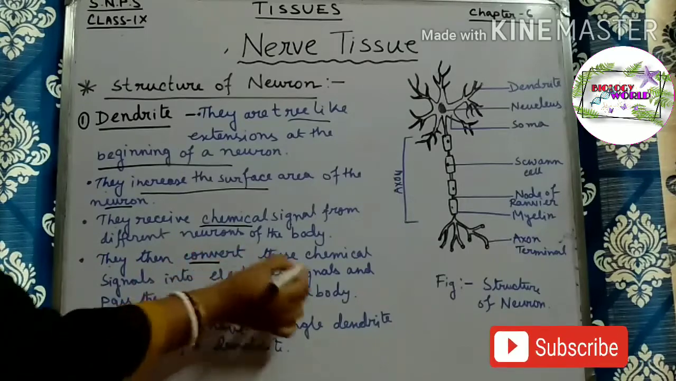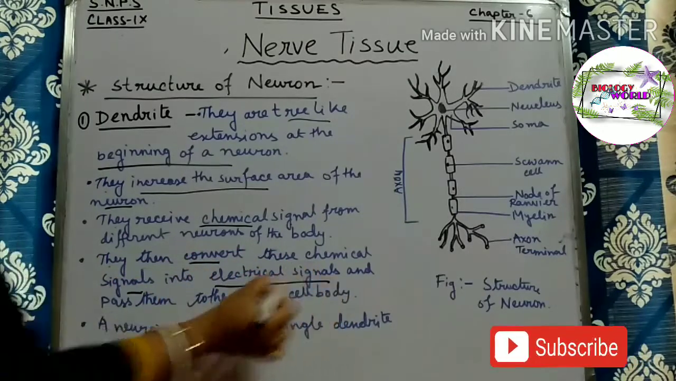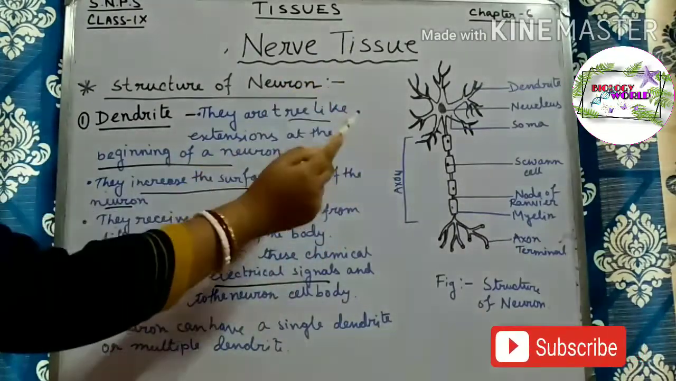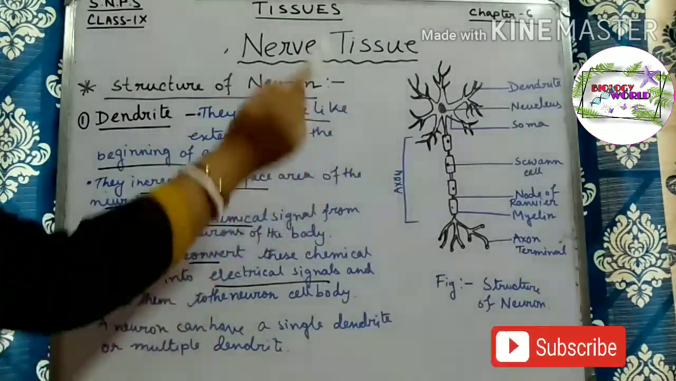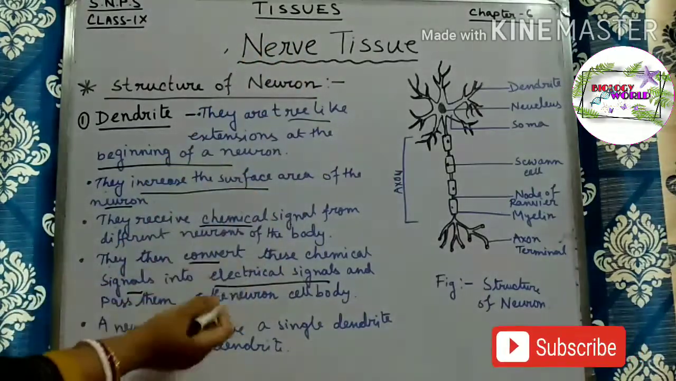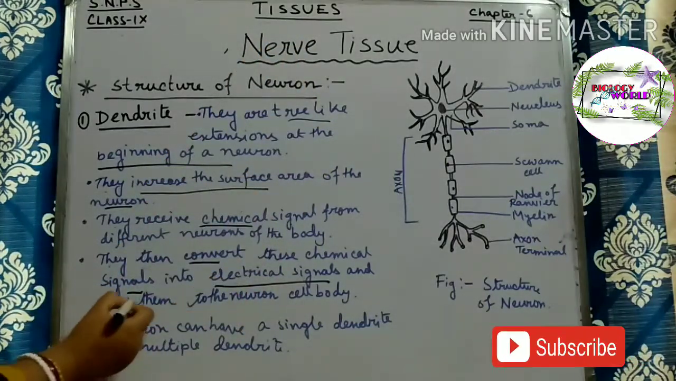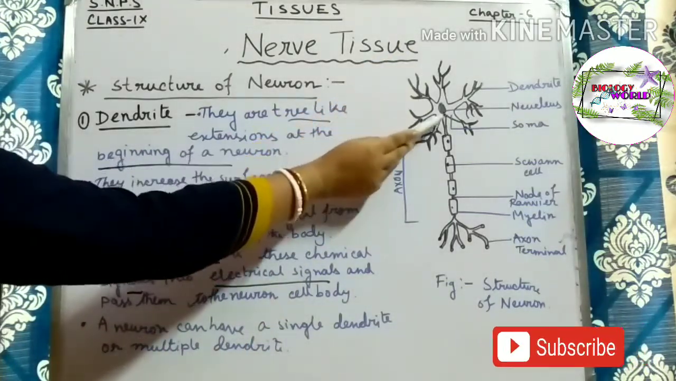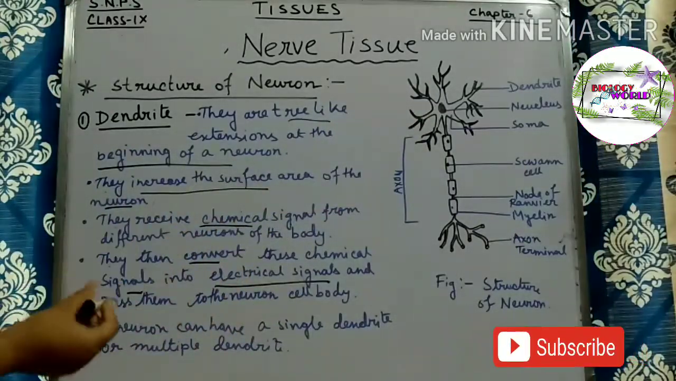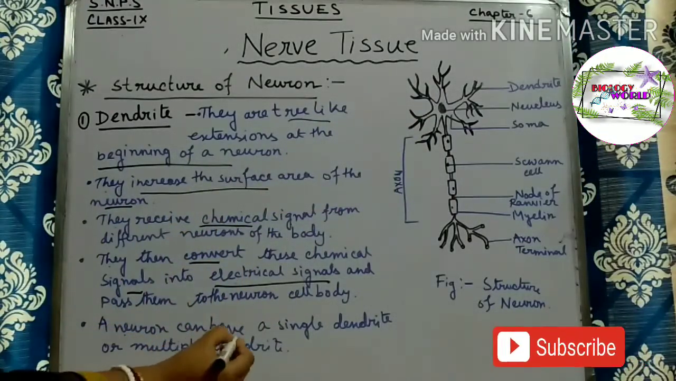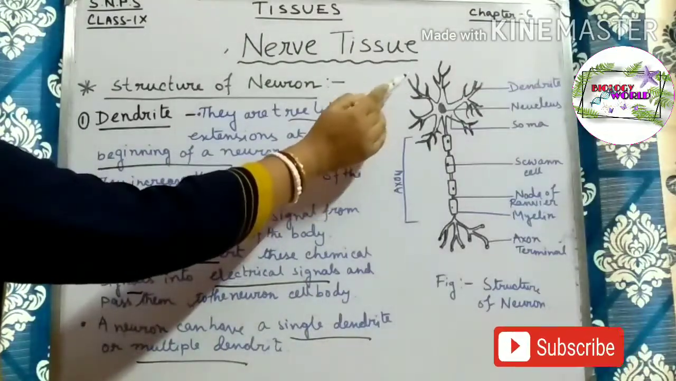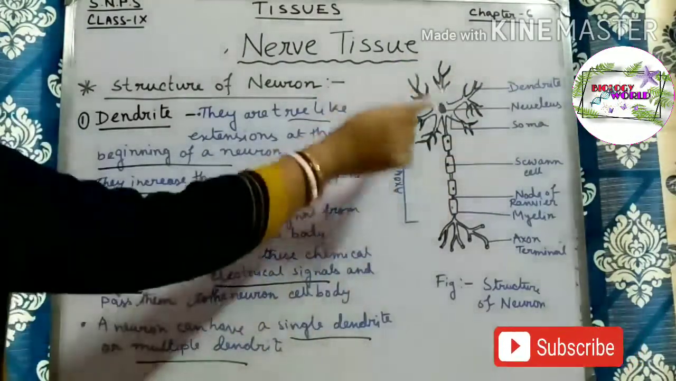They then convert this chemical signal into electrical signals. Means these dendrites convert the chemical signal which they have taken from another neuron into an electrical signal and pass it to the neuron cell body. A neuron can have a single dendrite or multiple dendrites.